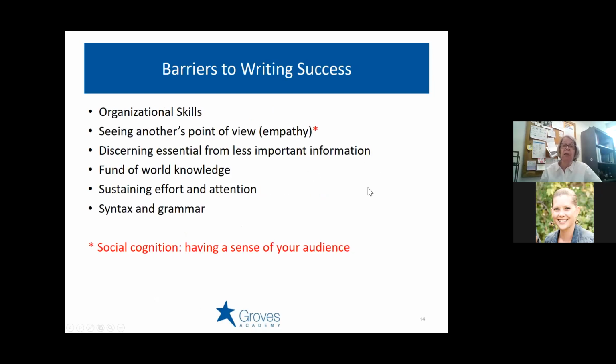So the barriers to writing success tend to be organizational skills, which are really crucial. Planning is a crucial part. It's hard to sort out, but an absolutely foundational piece of writing is being able to organize and plan. Another is being able to see another's point of view, or empathy. And this is important because it's social cognition. In other words, having a sense of your audience, because writing is a communication tool and we are generally writing for others.